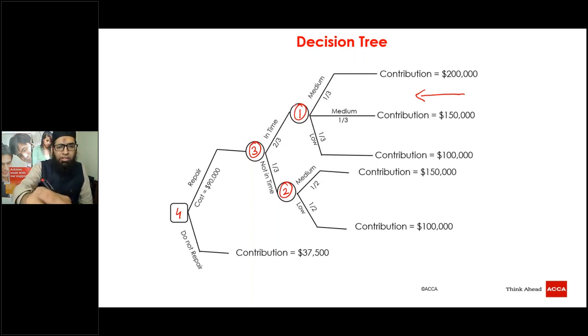Now wherever there is a circle, we will calculate the expected value. And wherever there is a square, we will be making a decision. Okay? So this is how you perform your decision tree.